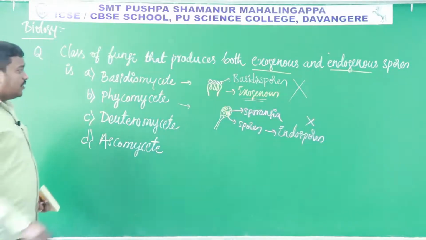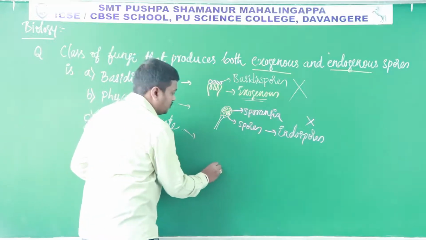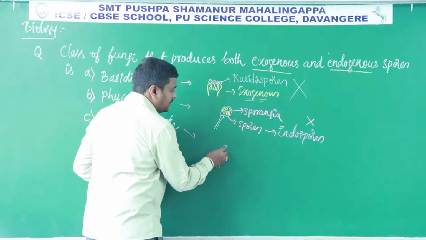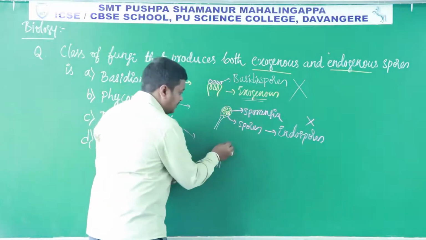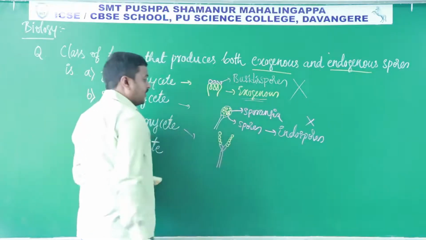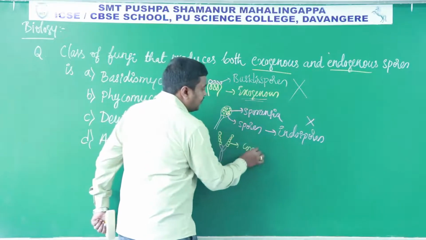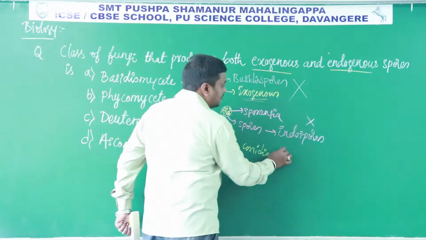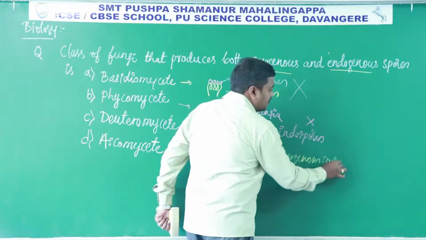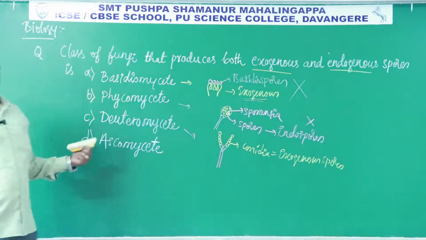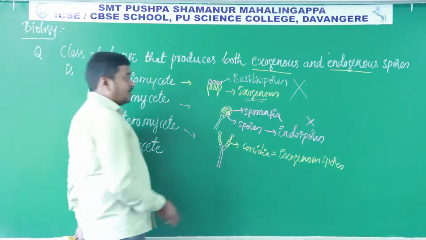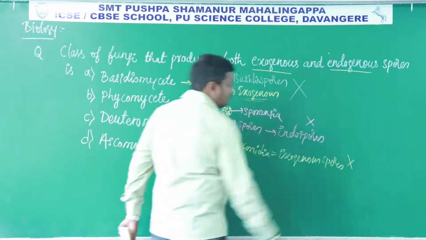Okay, then come to deuteromycetes. In deuteromycetes, the spores are usually produced externally. So external spores, that means exogenous spores, are produced. These are called conidia. Conidia are exogenous spores, and they do not produce endogenous spores, since they reproduce only by the asexual method. All the asexual spores are exogenous in nature. So this is not the right answer.